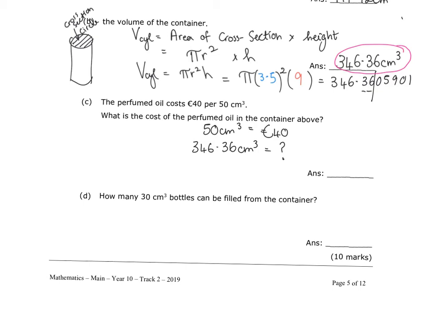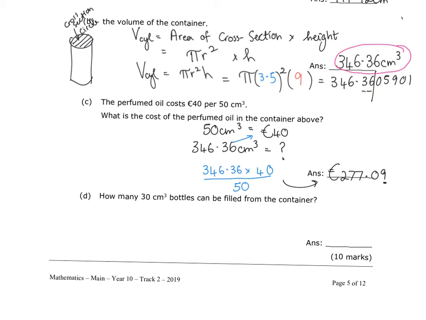So that's 346.36 times 40 and divided by 50. Final answer is 277.09. Don't forget money, we always write it down to 2 decimal places.